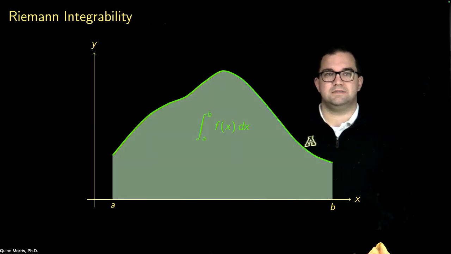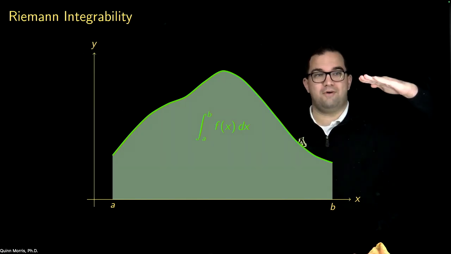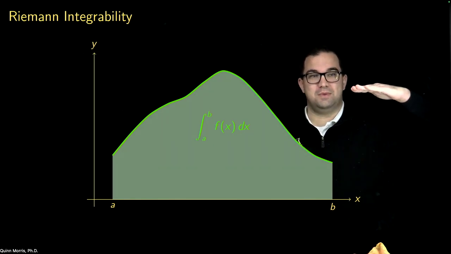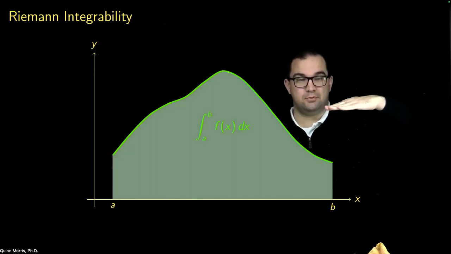And the idea is, eventually, if I take the supremum of all the lower sums, that gives me my lower Riemann integral. If I take the infimum of all the upper sums.